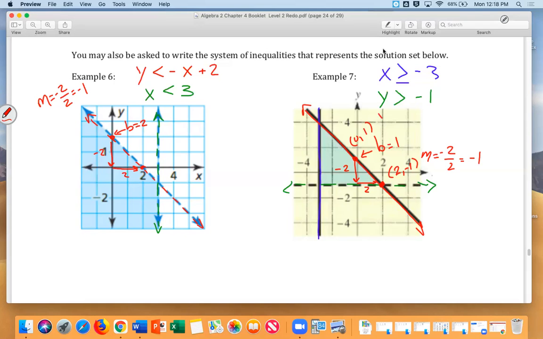So my equation is going to be y, we're shading below, so it's going to be less than or equal to -x plus 1.